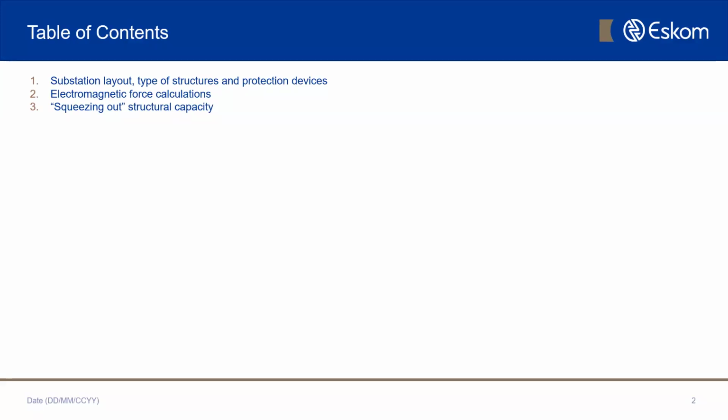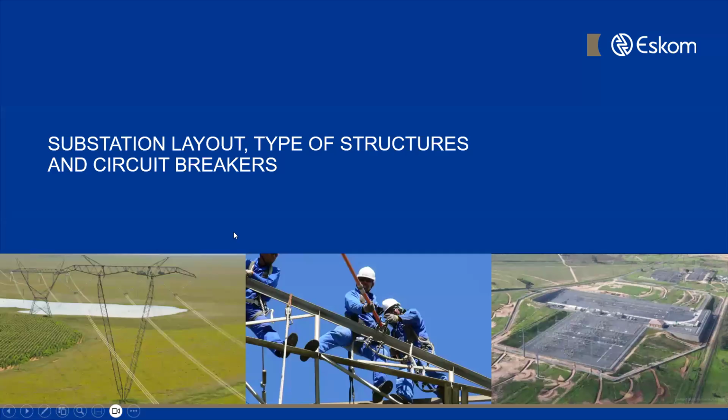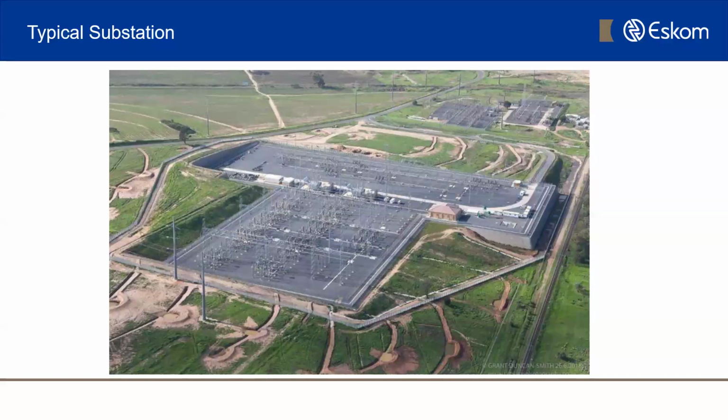Okay, so the first thing I'm going to be taking you through is the substation layout, the types of structures and circuit breakers. I'll discuss why we go into the circuit breakers a bit later in the presentation. So let's start off. Typically we have a substation. Where does the substation fit in this bigger scheme of Eskom? Usually it is between the power generation and the distribution. And distribution has some substations in it as well, or a lot actually, and they feed to the end user.